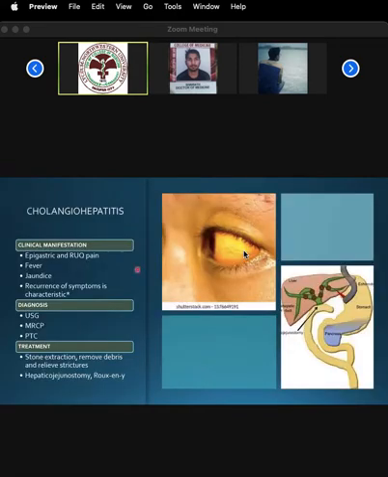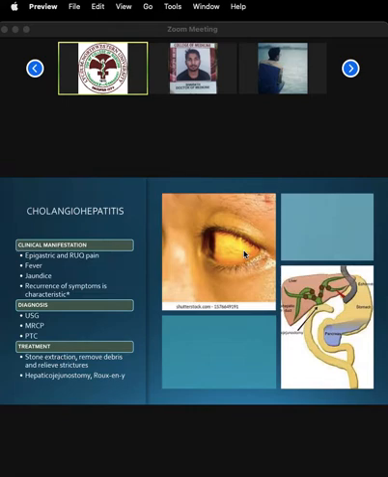The clinical manifestations include epigastric pain, right upper quadrant pain, fever, jaundice. Now, what is pathognomonic there is the recurrence of these symptoms. Okay? So, diagnosis, you may request for ultrasound, MRCP. Now, your ultrasound may show stones or pneumobilia, air within the walls of the gallbladder or common bile duct. Okay? You may also request for MRCP and PTC or percutaneous transhepatic cholangiography.